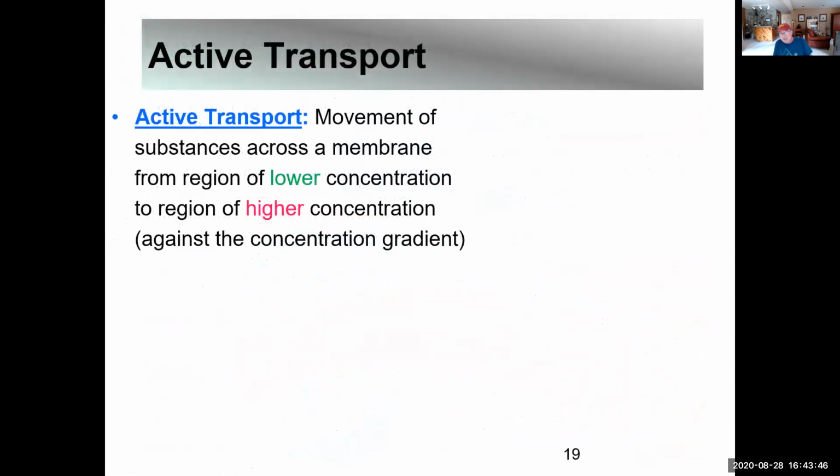Now we're going to shift gears and talk about mechanisms that do cost the cell ATP, cost the cell energy to move these substances across the membrane. The first of them is referred to as active transport. Active transport is really the dual opposite of diffusion. Diffusion, remember, was the movement of substances from high to low concentration. Here, as the definition implies, is the movement of substances across the membrane from low to high concentration. So instead of going with the concentration gradient, high to low, we're going against the concentration gradient.